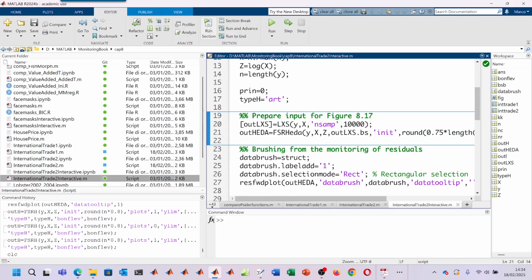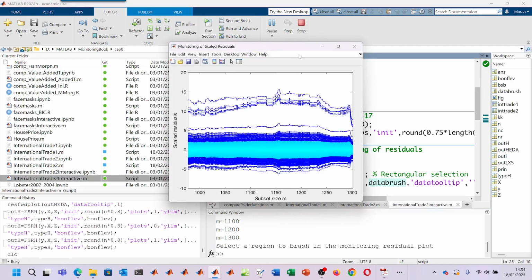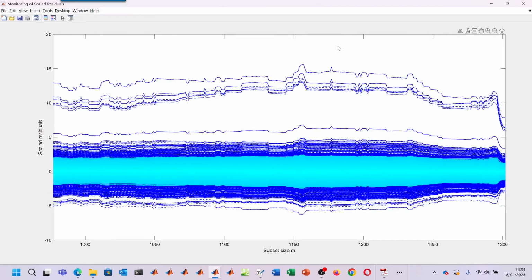Now we do a forward search, and then we see the monitoring plot of residuals. The monitoring plot of scaled residuals shows a clear group of units having very large residuals. The fact that this is a group of units lying in the same portion of the space is clearly seen, but also the fact that they react in the same way to the introduction of the most atypical units.